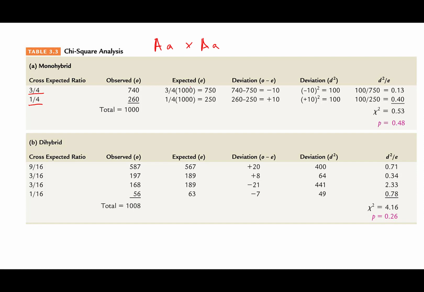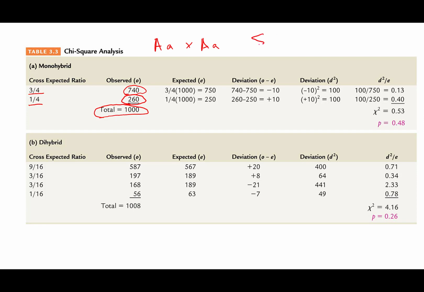Okay, that's what we expect. Now, let's say out of 1,000 individuals, we have 740 that are the dominant phenotype and 260 that are the recessive. So we can now use the chi-square analysis to look at this.